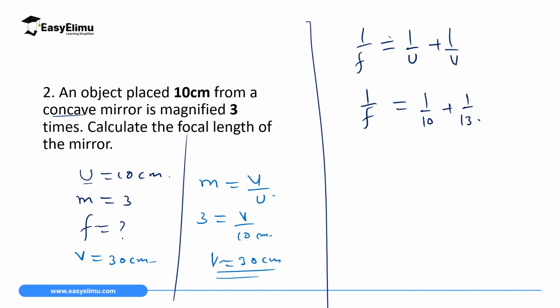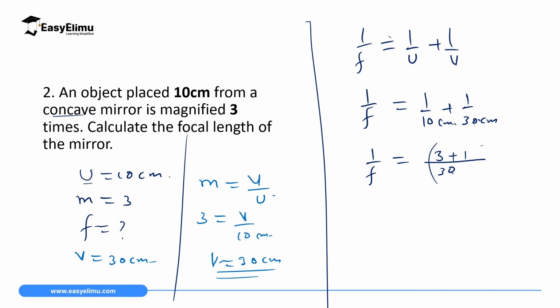Then in this case, 1 over 30. Then here, remember it's centimeter, centimeter. And now what we do for us to get 1 over F, we're going to get the LCM of 10 and 30. And that is 30. 30 divided by 10 is 3 times 1 is 3. Then plus 30 divided by 30 is 1 times 1 is 1.